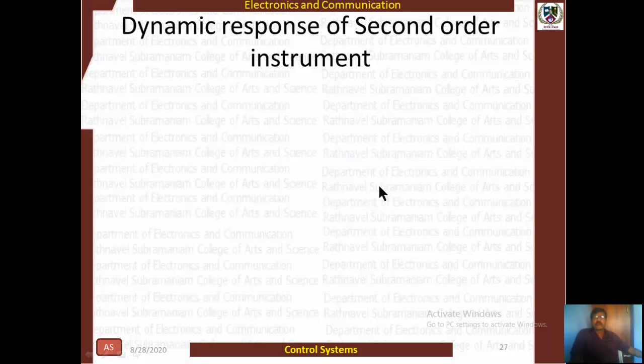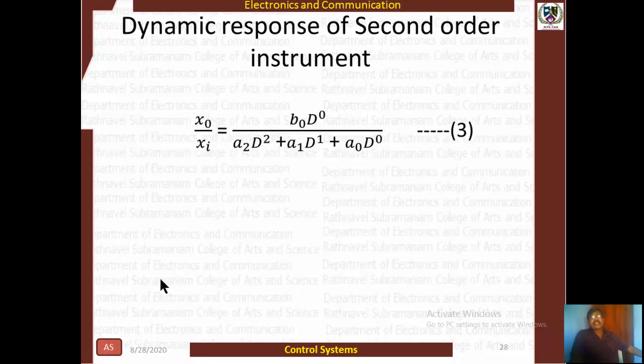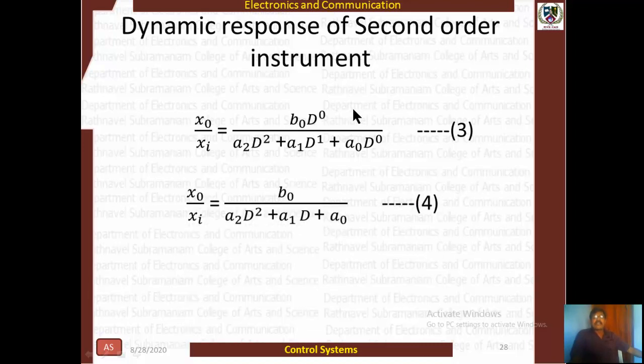Now we will have an equation A2 d raised to the power 2 plus A1 d1 plus A0 d0 of x0 is equal to b0 d0 xi. Rearranging this equation, we will have x0 by xi is equal to b0 d0 divided by A2 d2 plus A1 d1 plus A0 d0. The value of d raised to the power 0 will be 1. Simplifying that, we will get b0 by A2 d2 plus A1 d plus A0. For making the coefficient of d2 as 1, we have to divide this equation by A2.